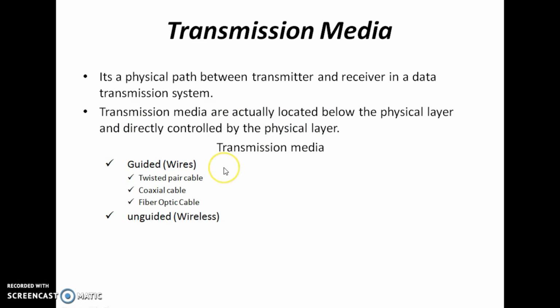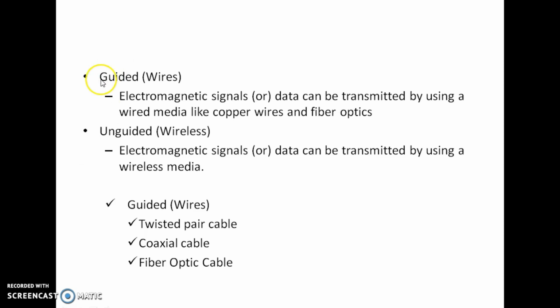In telecommunication, the transmission media can be divided into two broad categories. One is the guided, another is the unguided. Guided includes twisted pair cable, coaxial cable, and fiber optic cable. Unguided is free space. First, guided media, in which electromagnetic signals or data can be transmitted by using a wired media like copper wires and fiber optics. In unguided media, electromagnetic signals or data can be transmitted by using a wireless media.